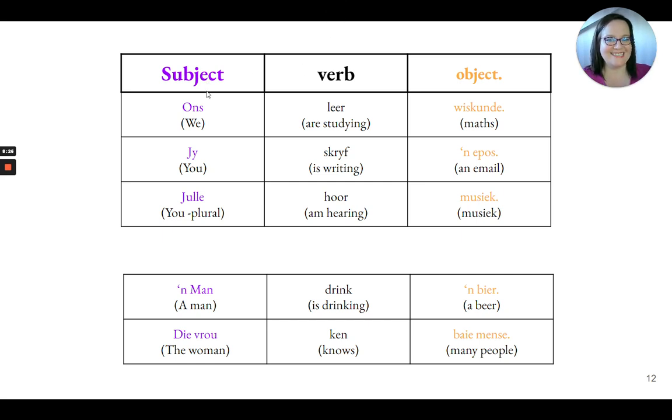What can you see? Subject, verb and object. And these objects, if it was a countable, uncountable noun, had an article. Okay, an 'n or a die. And that's it. That's like adding an object to a sentence.